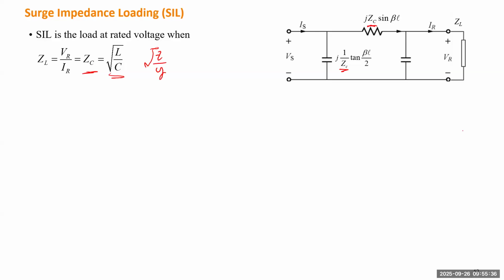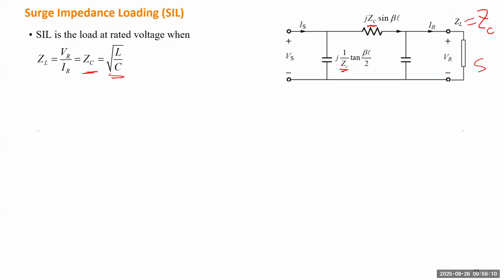Because if we ignore the loss, we can have this simpler formula. It simply can be defined as the square root of L by C. Both L and C are positive numbers, which means ZC is also a real positive number. So if you make the load impedance exactly ZC, that load will be called surge impedance load.